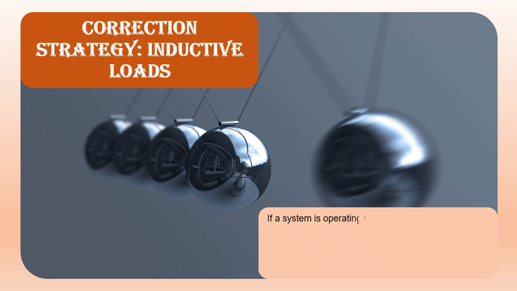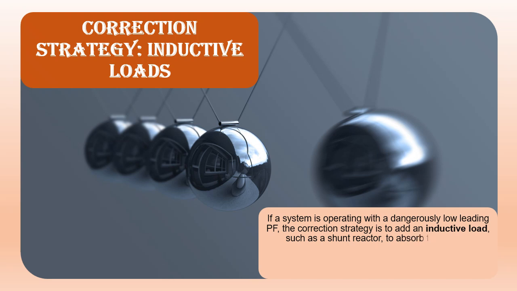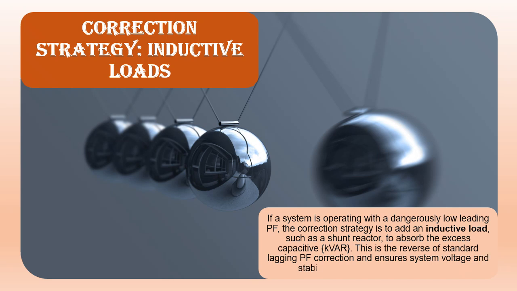Correction strategy, inductive loads. If a system is operating with a dangerously low leading PF, the correction strategy is to add an inductive load, such as a shunt reactor, to absorb the excess capacitive kVAR. This is the reverse of standard lagging PF correction and ensures system voltage and stability remain within acceptable limits.